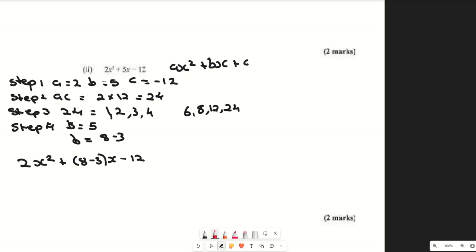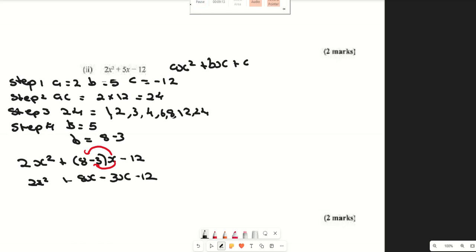Right? And according to the distributive law, you're going to multiply the number outside the bracket by each term in the bracket. So that's x by 8 and x by minus 3. All right? So that is 2x squared plus 8x minus 3x minus 12. Now, you have 4 terms. Immediately when you have 4 terms, you pair them off. Right? So now, we have 4 terms.